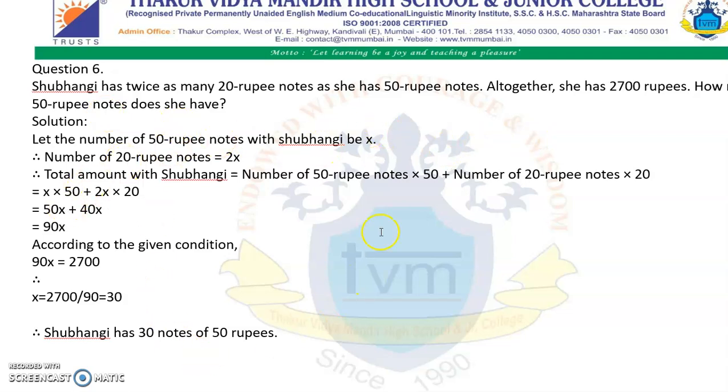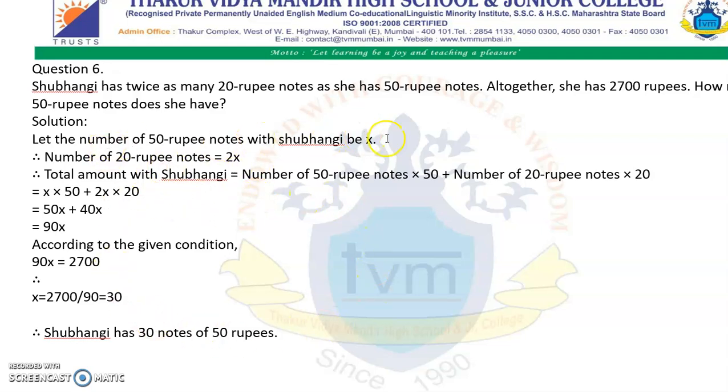Solution is done for you, but you have to solve first without seeing the solution. If you want to understand, then you can go through the solution. Shuvangi has twice as many 20 rupee notes as 50 rupee notes. Altogether, she has 2,700 rupees. How many 50 rupee notes does she have? The solution is done for you. You have to do it without seeing the solution.